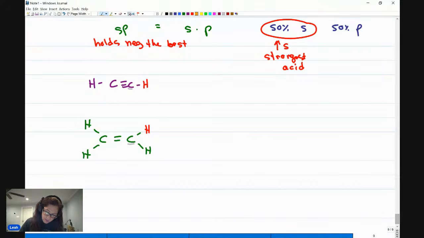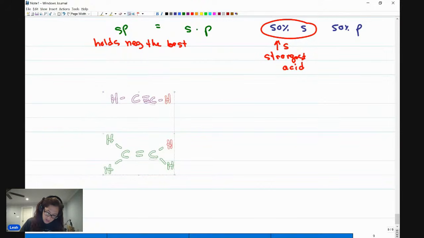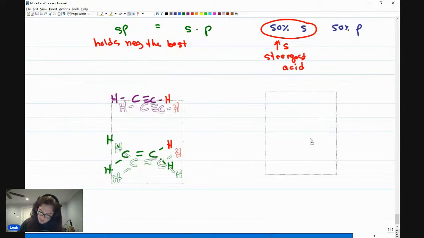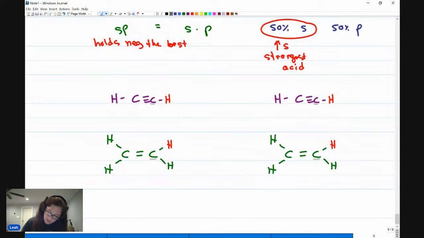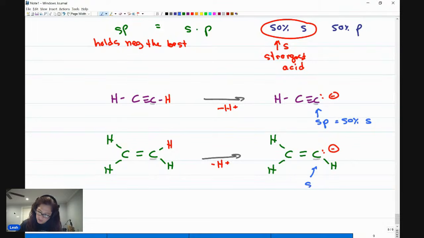So if we look at the example, they're just neutral hydrogens, let's deprotonate and see what that gives us. If I pull off the acidic hydrogen, that means I take off an H+. What do I get? Well, first we get a negative charge and a lone pair on each carbon. But now, look at what I have. The carbon holding the negative, that is sp. That is 50% S. The carbon holding the negative here is sp2.